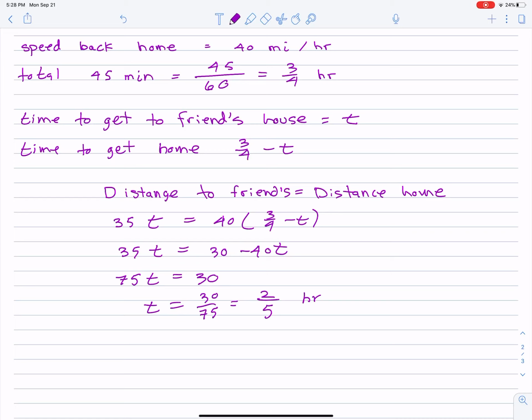Now if we want to know the distance to the friend's house, we have to take her time, which we said was 2/5, and multiply it by her rate, because we have to figure out what this is. This is the distance to the friend's house. So I'm going to say 35 times 2/5 equals 70 divided by 5, which is 14. So that is a total of 14 miles.